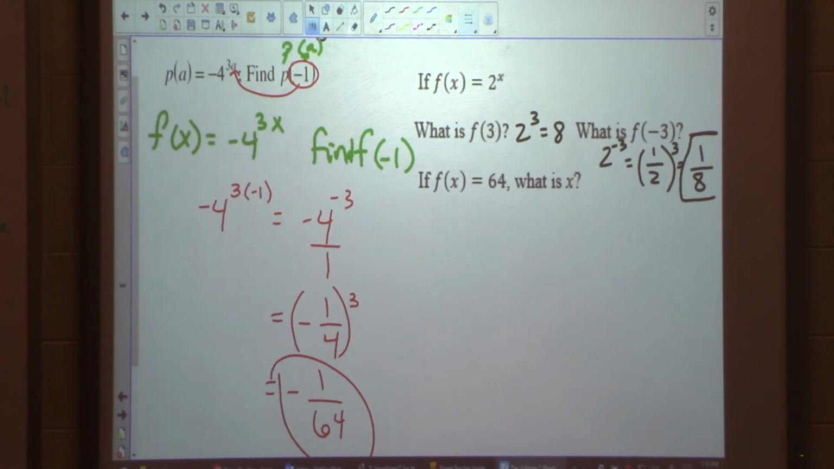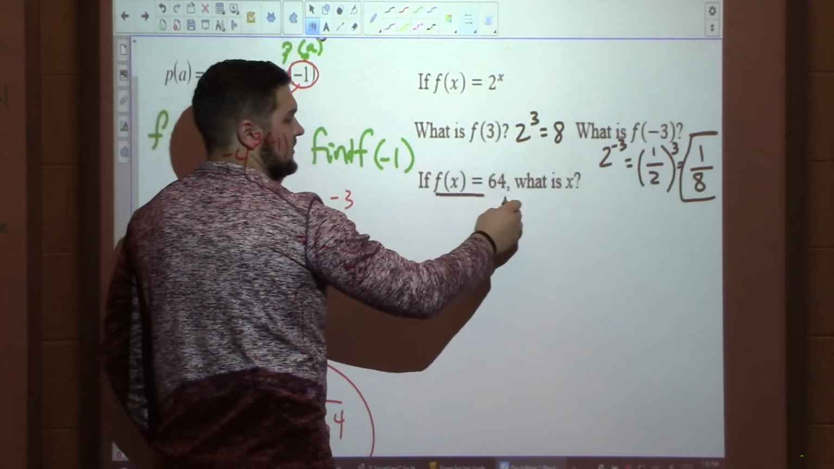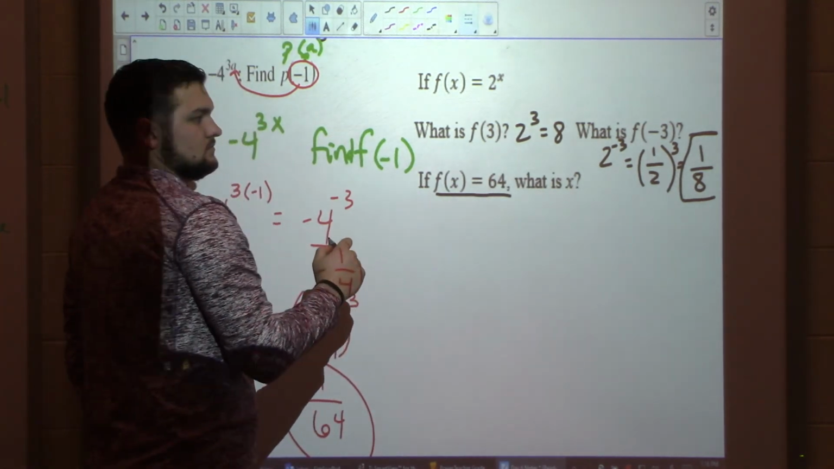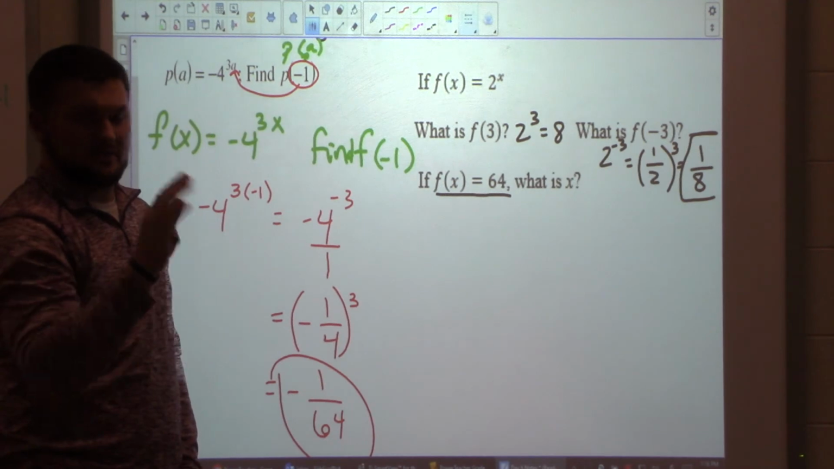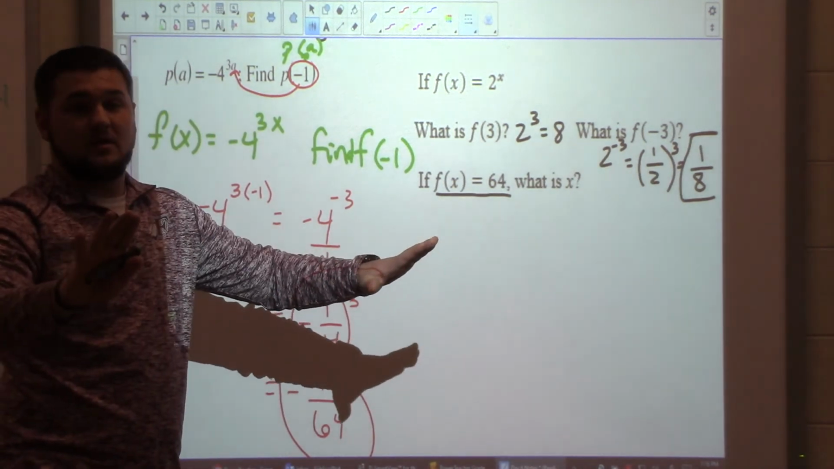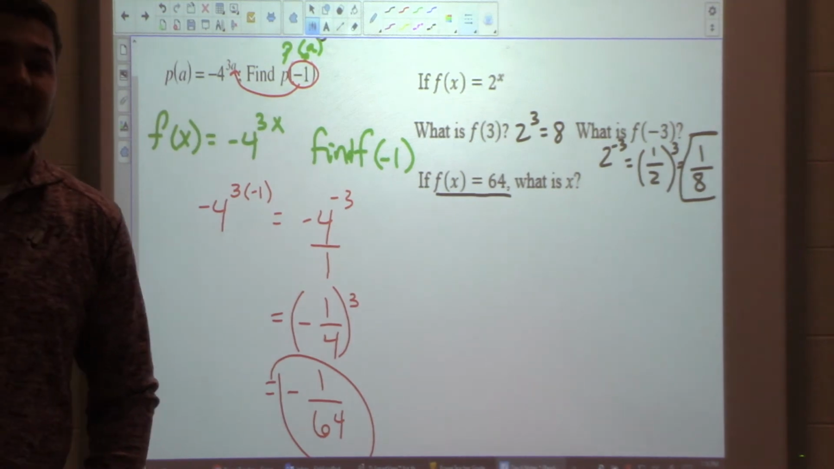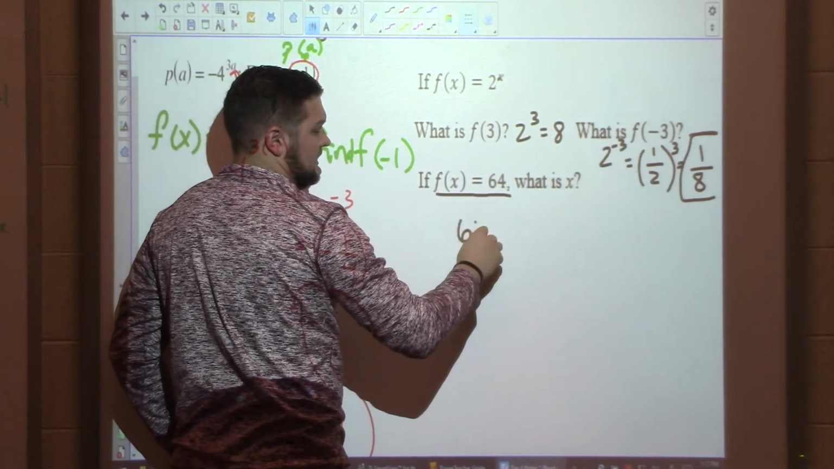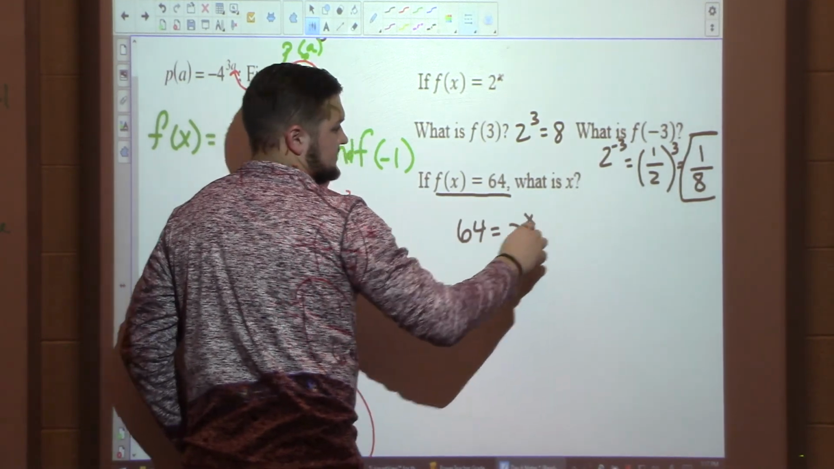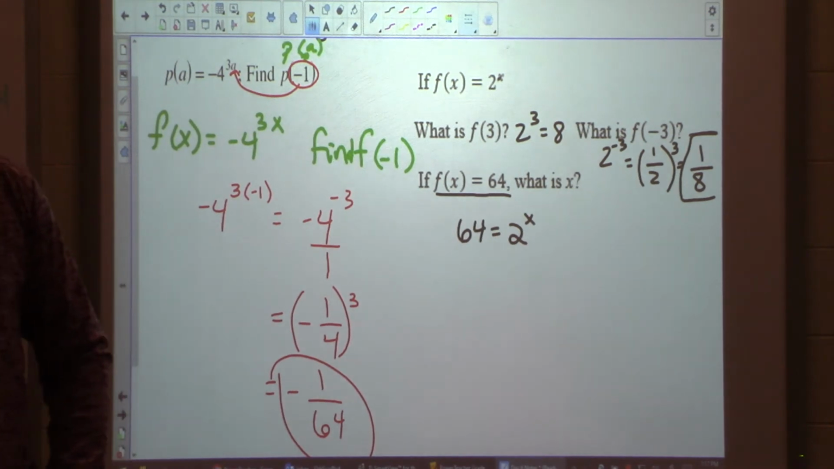All right, let's sprint through the rest of this. If f of x equals 64, what is x? 6. Huh? 8. Well, hold on. What am I going to do? Don't just show numbers at me. You gotta set it equal to 2 to the x, right? 64 equals 2 to the x. Oh boy. 2 to the 6. I have an exponent, that's my variable.